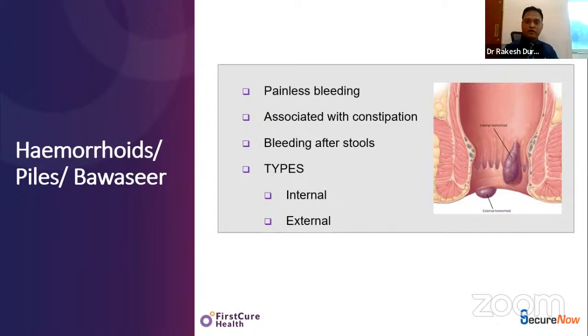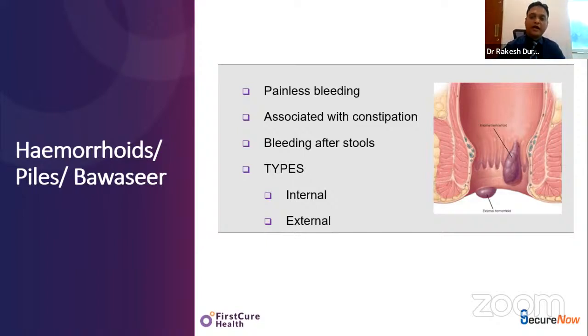At the end of your action in the morning, you see that there is some drop of blood in your toilet pan seat. So you don't realize when did it happen. But yes, it happened. So the painless bleeding is the most common problem that we see. It is usually associated with the constipation. Patients do recall, yes, I was having a little bit of constipation and I passed blood.